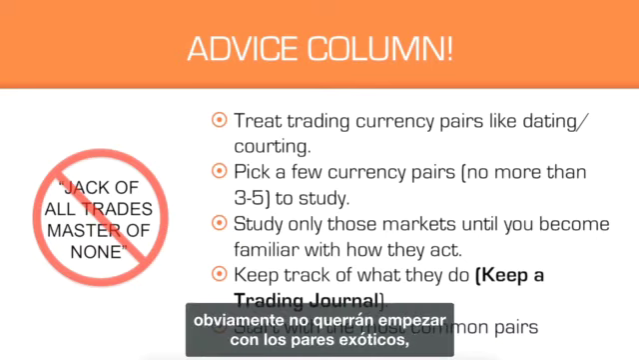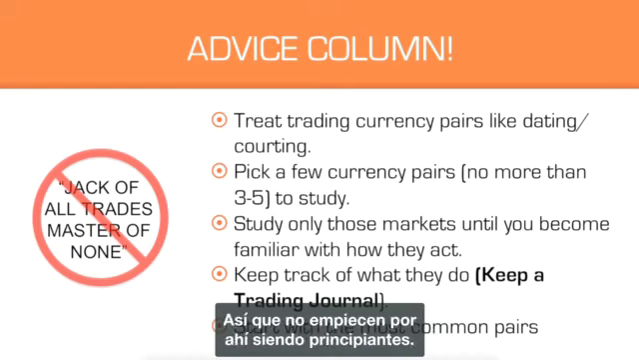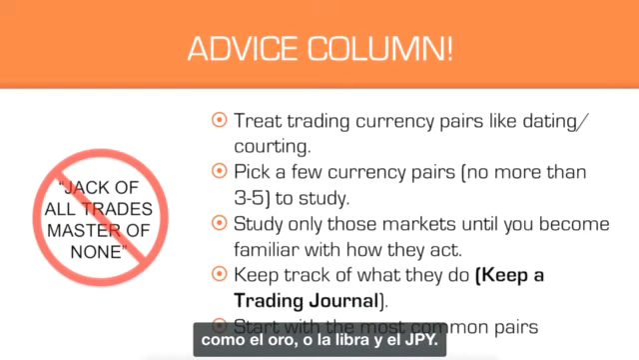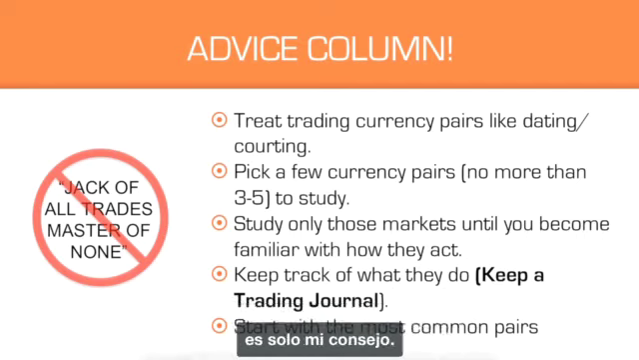Obviously, you don't want to start with the exotic pairs, because I explained to you they're very hard to trade. So you don't want to start there as a beginner. You don't want to start with more aggressive pairs such as gold or the pound and the JPY. Those ones are very aggressive. Stay away from those. That's just advice.